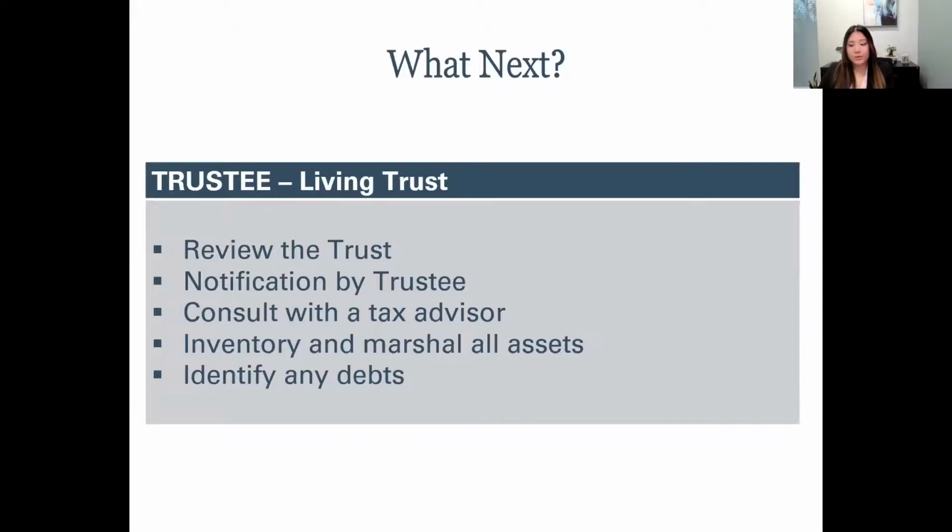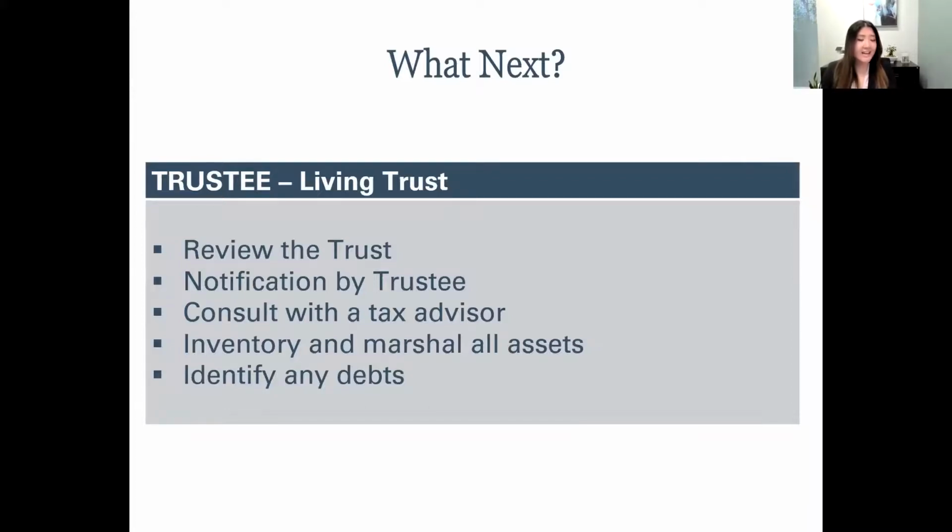A next really important step would be to consult with a tax advisor. Taxes are not the most fun sort of step that you would think that you need to be dealing with, but in the context of a trust, there are some primary things that you're going to want to be aware of. And again, this is if the person who created the trust has passed away, right? So we're dealing with a post-death administration.